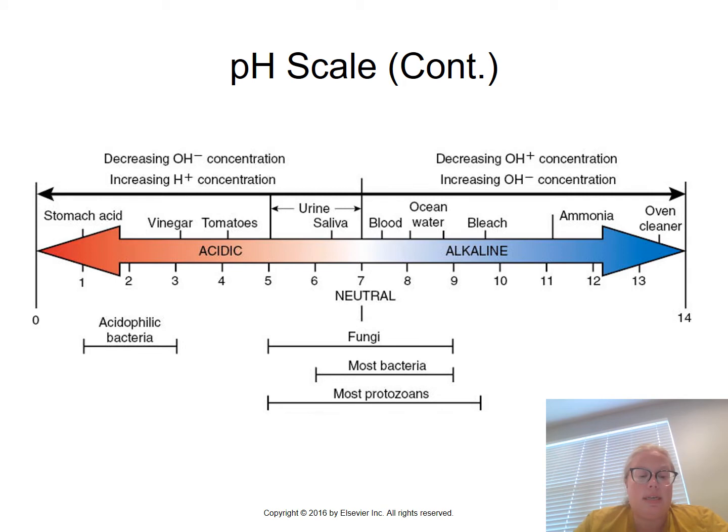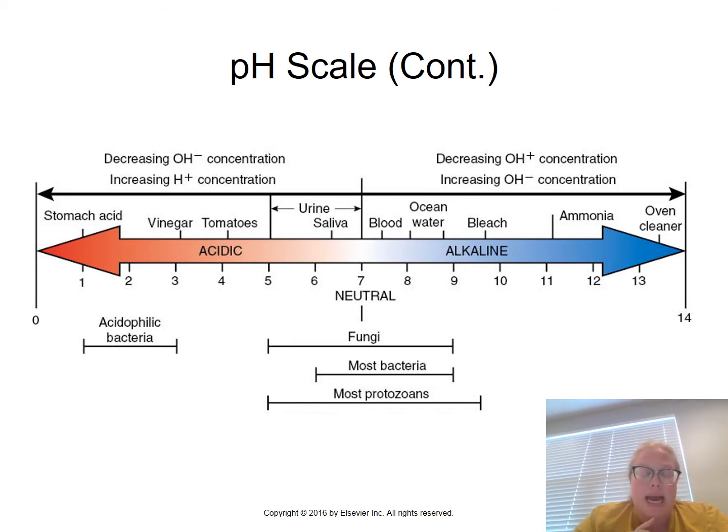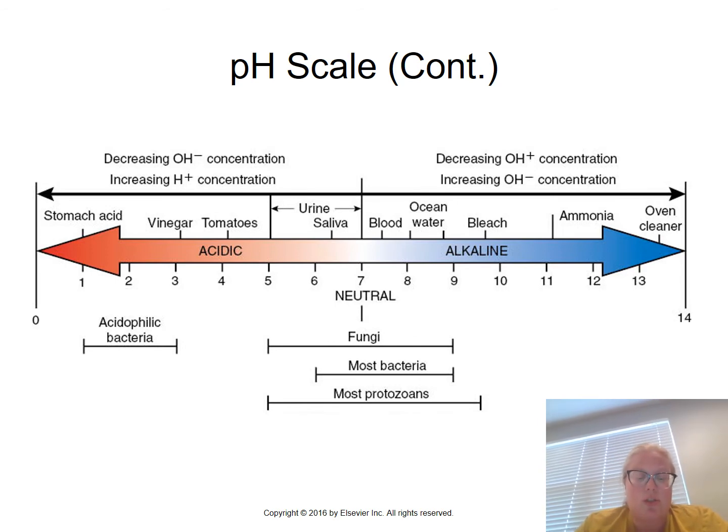Okay, so this is a figure that's in your book. It's figure 2.9, and you'll see here that there's an increasing hydrogen ion concentration. With increasing hydrogen ion concentrations, the solution becomes more acidic and the pH value decreases. When the hydrogen ion concentration decreases, the solution becomes more basic and the pH value increases.